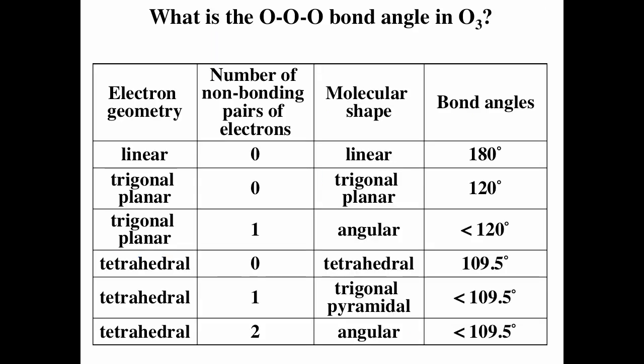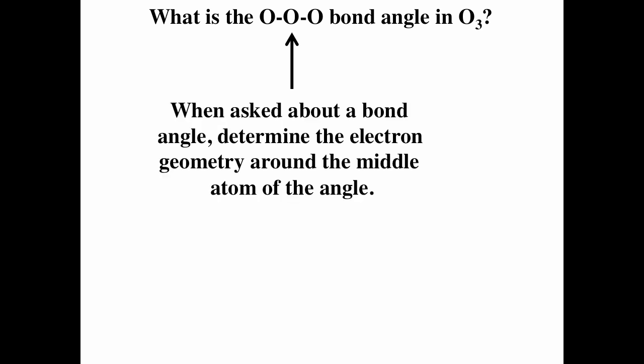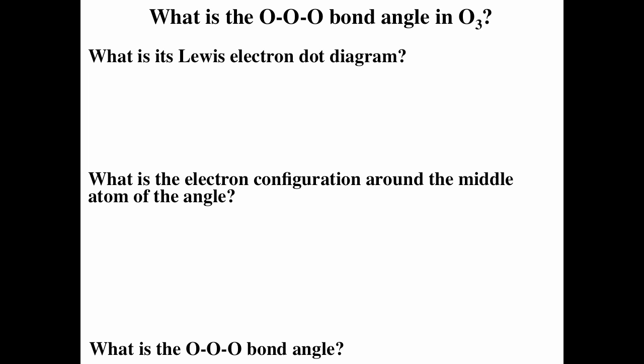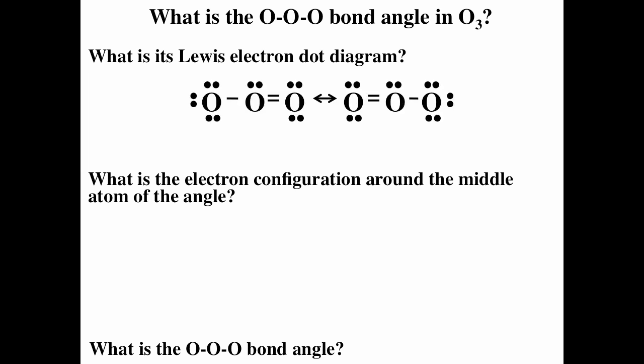A question could be asked: what is the oxygen-oxygen bond angle in ozone? And again, when you're asked about a bond angle, what you have to do is determine the electron geometry around the middle atom of the angle. And so first we draw the Lewis diagram for ozone. And so oxygen's in the 6th column. 3 times 6 is 18, so we have 18 valence electrons. Notice we get 2 resonant structures. The actual structure is an average of the 2 resonant structures.